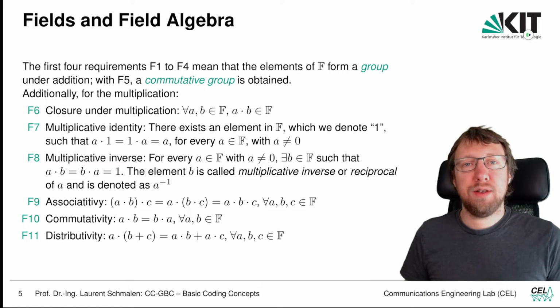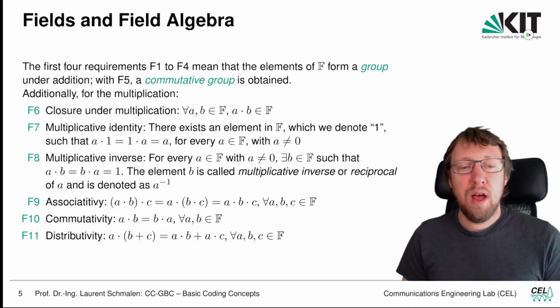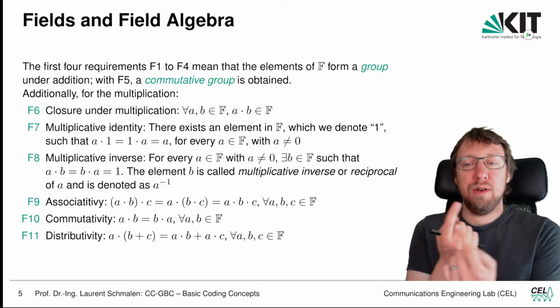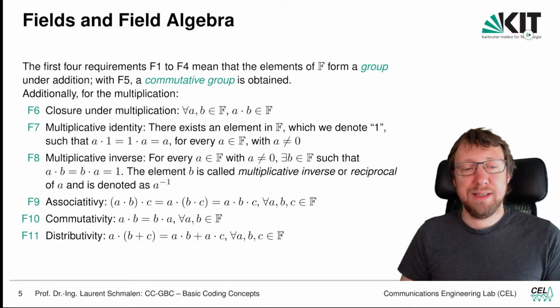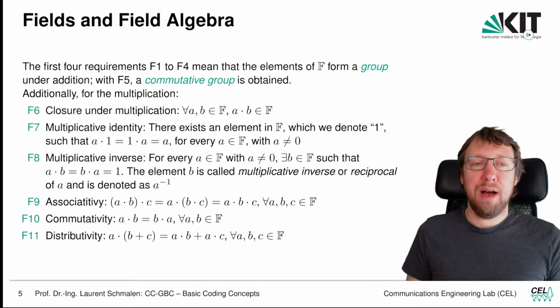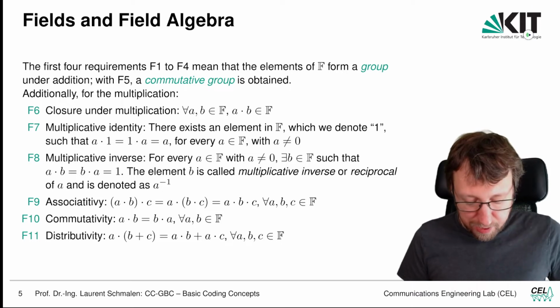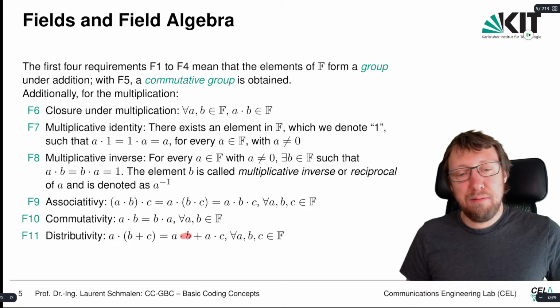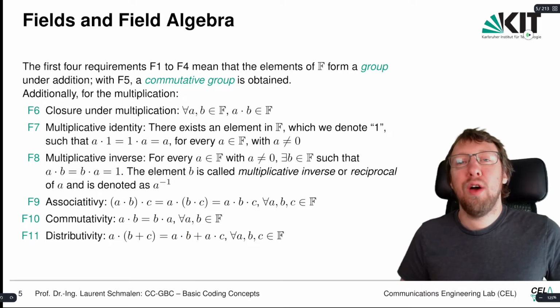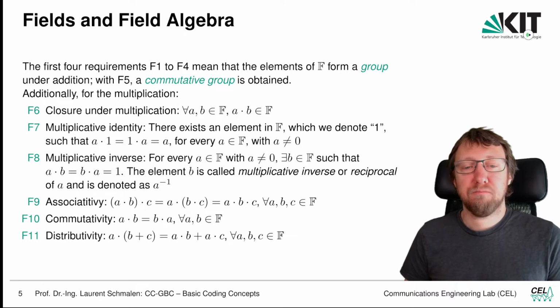And then we have associativity. Again, it doesn't matter where you put the parentheses. We have commutativity, so the order of the multiplication doesn't influence the result. And we combine addition and multiplication with the law of distributivity. So A times (B plus C) must be the same as A times B plus A times C for all possible combinations of A, B, and C.